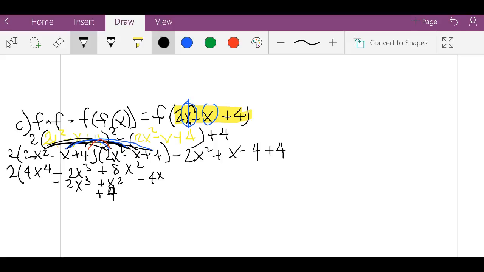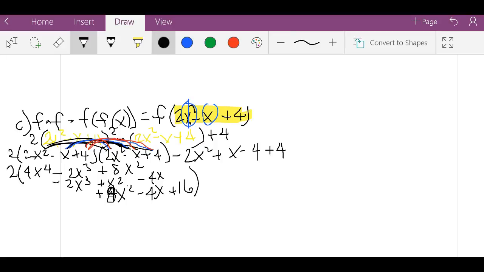See, I can't multiply. You guys all know that I can't divide. Now I can't multiply. So positive 8x squared. Then 4 times negative x is negative 4x. And then last piece, 4 times 4 is now a positive 16.